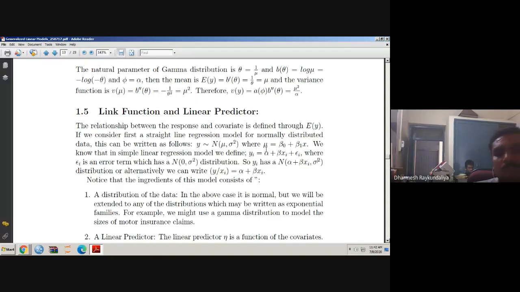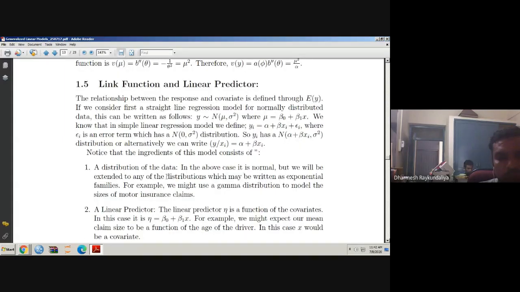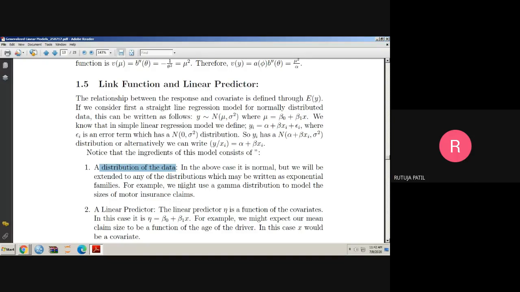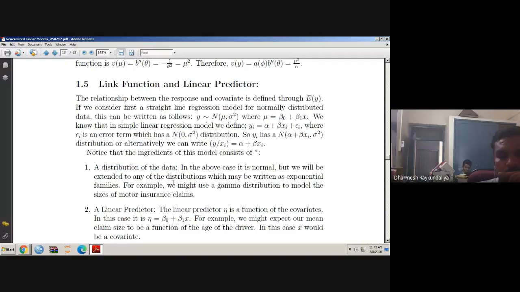So similarly, if I wish to fit generalized linear models, what ingredients are required? The first is the distribution of the data. In the above case, what is the distribution? It is normal, but we will extend it to any distribution which may be a member of the exponential family.